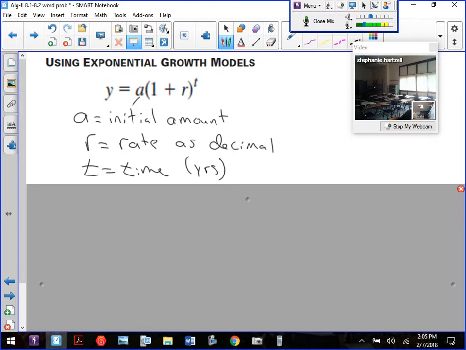So what you're going to be looking at here, in chemistry, if you've done radioactive decay at all, I know you do at some point, it's an exponential growth problem, but it's decay. And the only difference between growth and decay is that instead of it being a plus, it would be a minus.